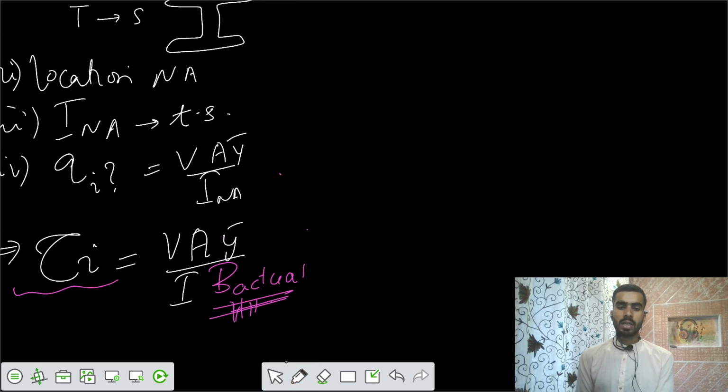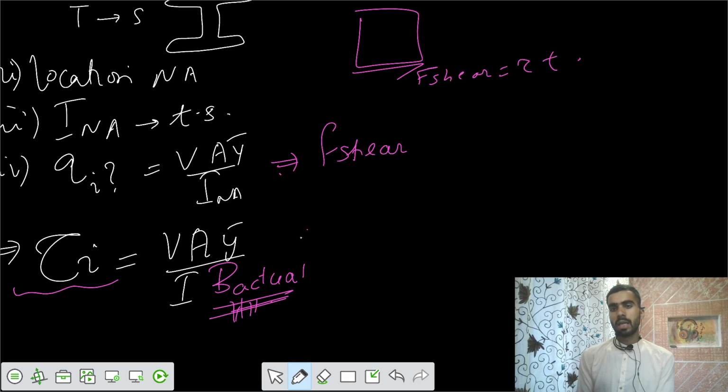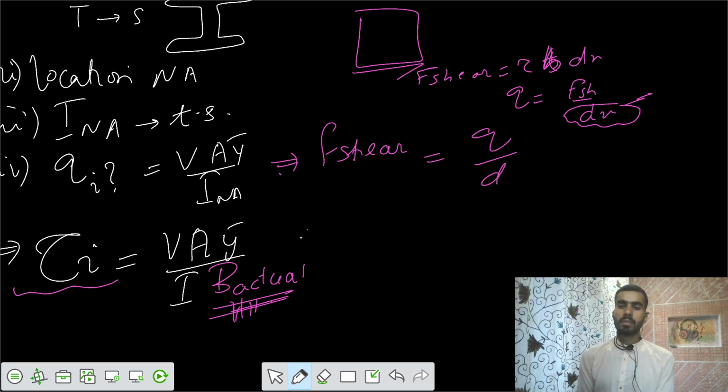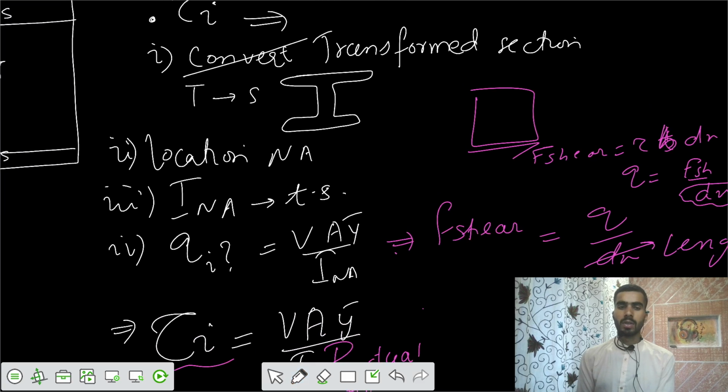And if you want the shear force at that particular location, we know that the shear force F equals tau t dx, or tau b dx. So your shear flow is the shear force per unit length. If you multiply by the longitudinal length dx, you can get the shear force. So we can get also the shear force.